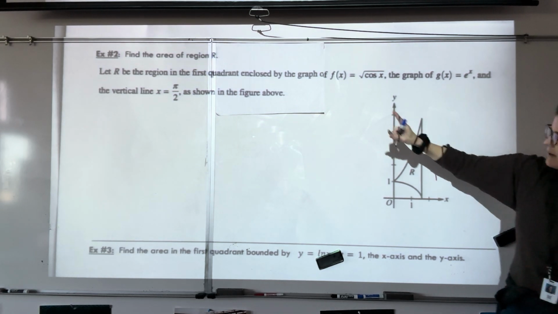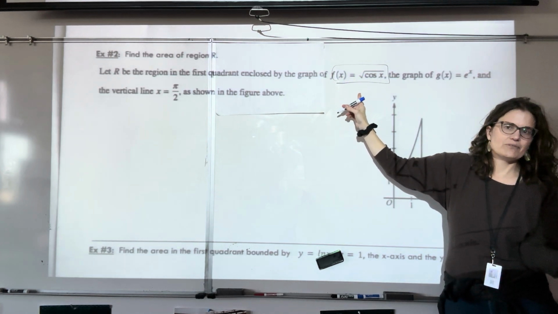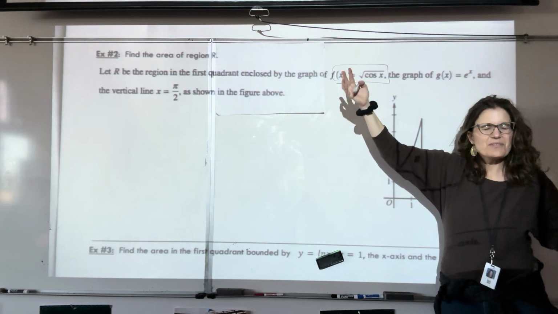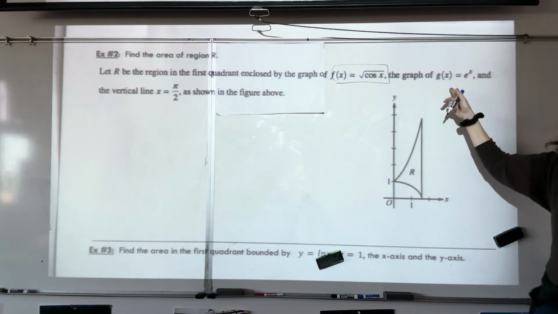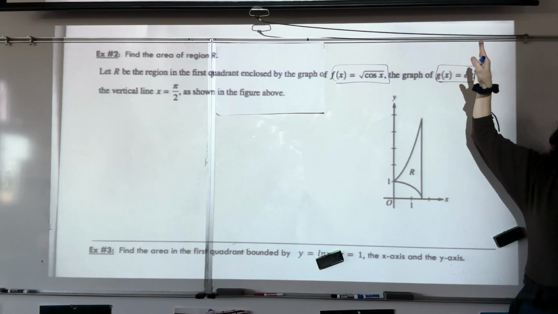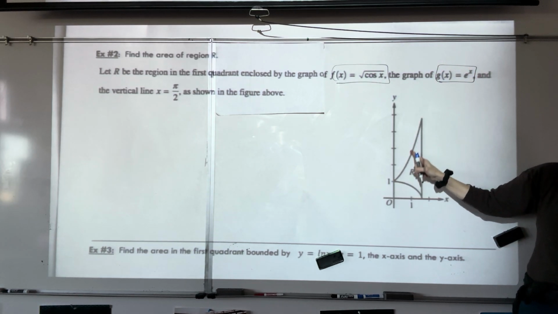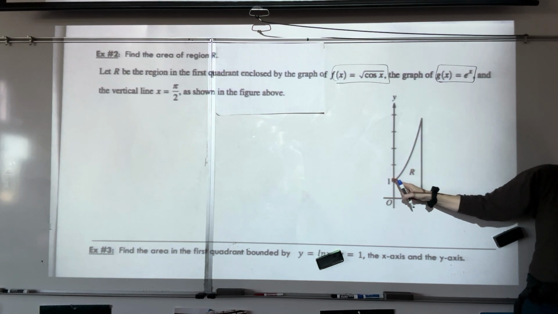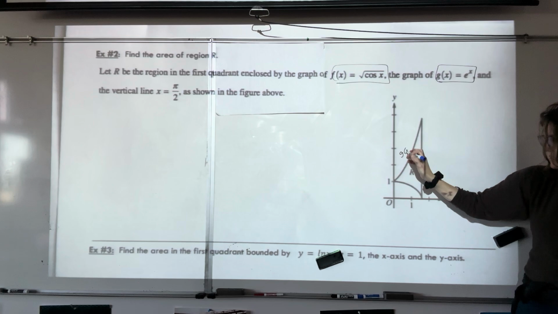But we have two graphs. We have f of x equals square root of cosine of x. Not something I'd expect you to know what the graph looks like. Square root is one thing, cosine is one thing, but I don't expect you to know what it looks like together. But I do expect you to know g of x equals e to the x. Is this one the f or the g? I think it's the g. There's my e to the x, so there's my g of x.